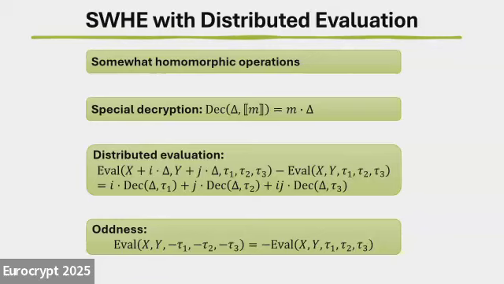Our evaluation function has this property we call distributed evaluation. The difference between what the evaluator evaluates and what the garbler evaluates equals a weighted sum of the plaintext, where i and j are the indexes of the input wire labels. This evaluation function also satisfies the so-called ordinance property, saying that if we negate the ciphertext, we also get the negative evaluation result.